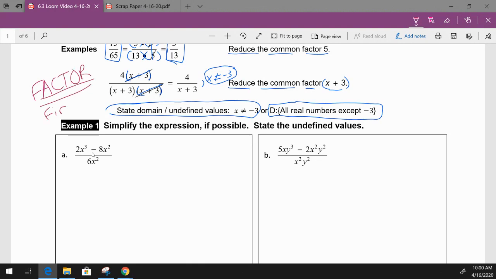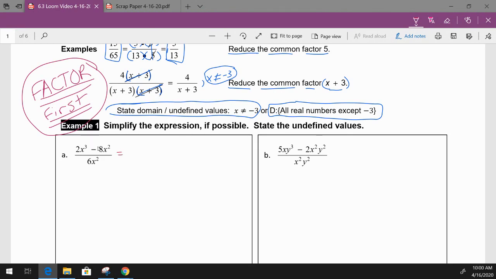So we spent a lot of time factoring in Integrated 2 and Integrated 3A. So we're going to be factoring some more. Looking at just the numerator, you have to ask yourself, what can we factor out of both the 2x to the third minus 8x squared? Always start with the greatest common factor. What can you factor out from both of these?